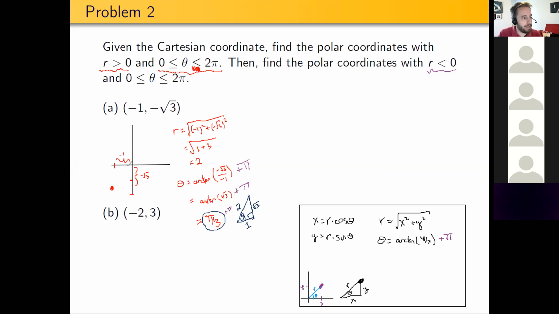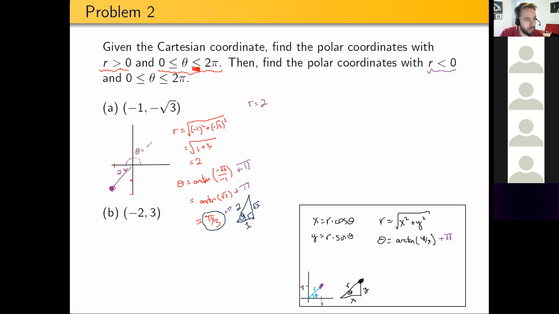And so we're going to end up with a representation of this point in which the r value is equal to 2, right? So we get r equals 2. And the theta value, right? Let me clear some space here. All right, so the theta value is going to be coming all the way around here.